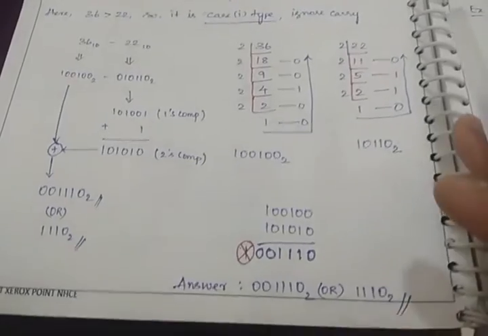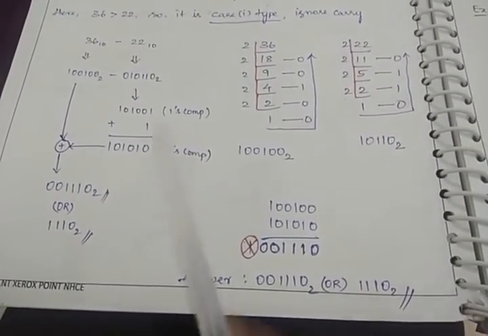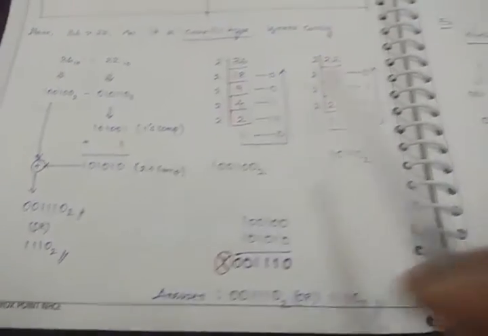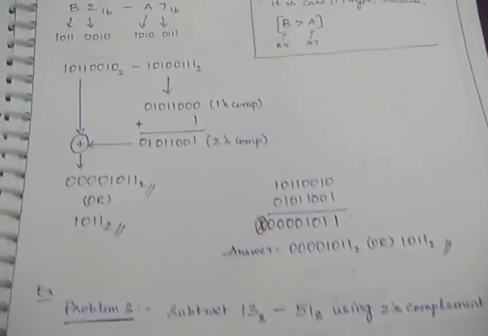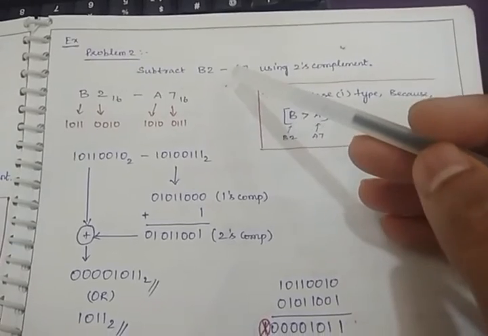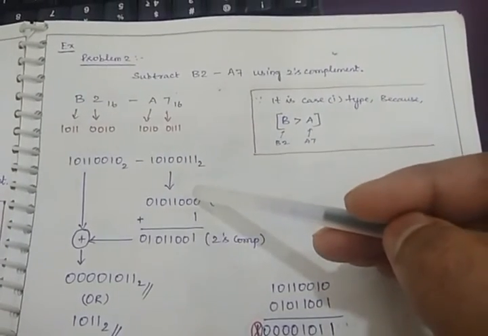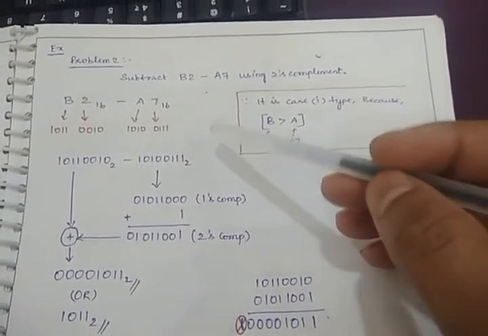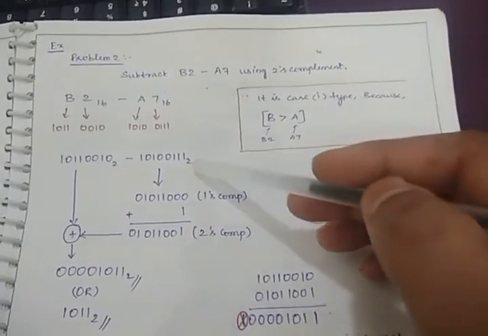Hope you understand how we get the answer. We'll see the second problem. The main difference is, in a 1's complement based problem you need to calculate the 1's complement of the second number. Here, 2's complement means we need to calculate the 2's complement of the second number. That's it.